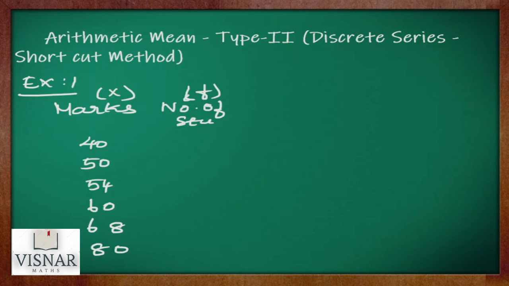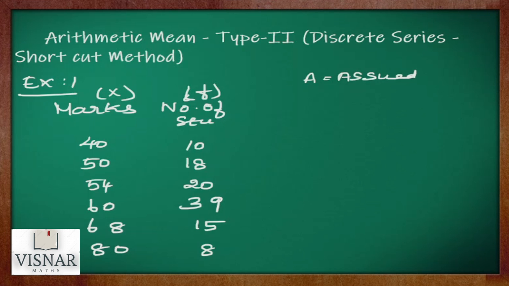Number of students: 10, 18, 20, 39, 15, next 8. Okay, so what we can do is take any one value as the assumed mean, that is a. So a equal to assumed mean, which might be any one of the numbers amongst these x values, right? So I am here fixing a equal to 60.